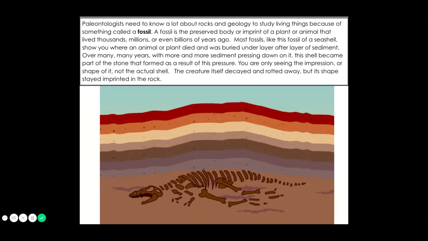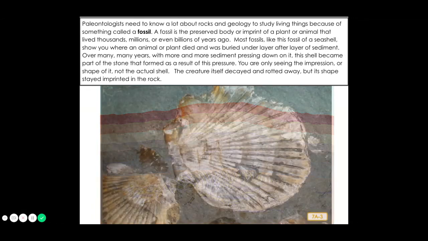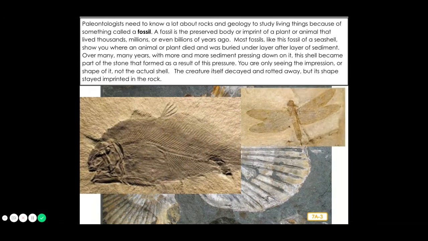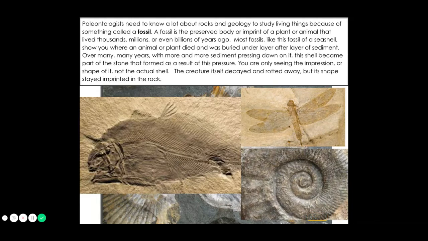A fossil is the preserved body or imprint of a plant or animal that lived thousands, millions, or even billions of years ago. Most fossils, like this fossil of a seashell, show you where an animal or plant died and was buried under layer after layer of sediment. Over many years, with more and more sediment pressing down on it, this shell became part of a stone that formed as a result of this pressure. You are only seeing impressions here, the shape of it, not the actual shells or animals. The creatures themselves decayed and rotted away, but the shape stayed imprinted in the rock as a fossil.